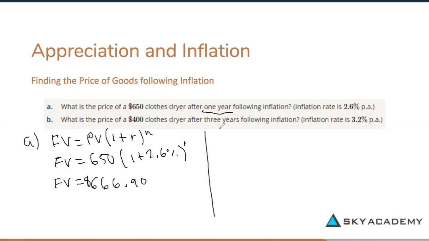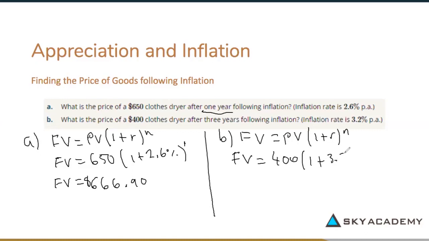What is the price of a $400 clothes dryer after 3 years of inflation? And the inflation rate is 3.2% per annum. The first step would be to write down our formula, then fill in what we know. We know the present value is $400. 1 plus 3.2% to the power of N for 3 years. And if you put that into your calculator, you will get an inflated amount of $439.64.